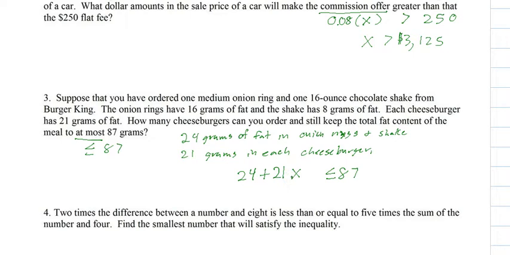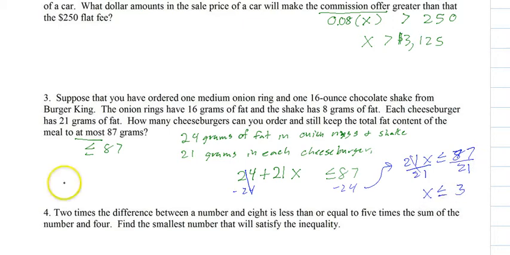And there's our inequality. So if we solve it, subtract 24, divide by 21, so x is less than or equal to 3. So we can buy at most 3 cheeseburgers. So 2, 1, or 3.